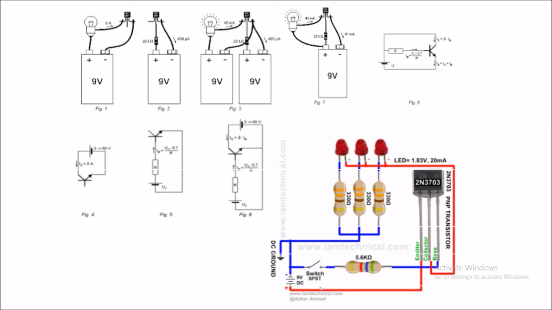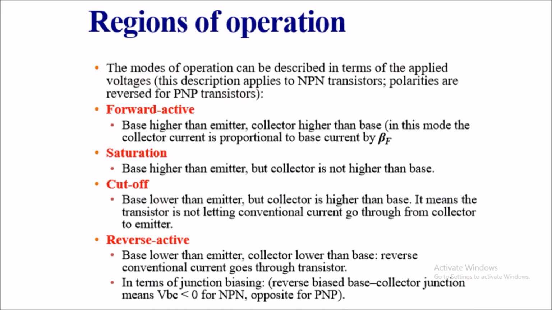But in general, we will talk about all of these. This is NPN because the arrow is outgoing from the emitter. So when not cut off, the current is passing from the collector to the emitter. What is forward active? In saturation, the base is higher than the emitter but the collector is not higher than the base. That is saturation. Cut-off is when the base is lower than the emitter but the collector is higher than the base.